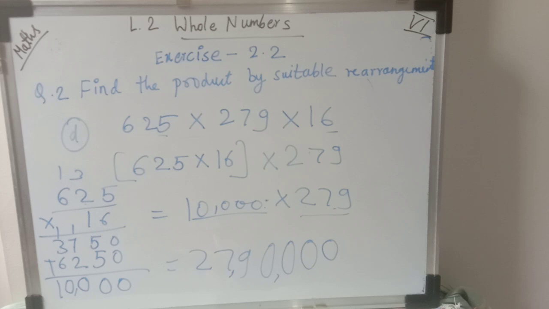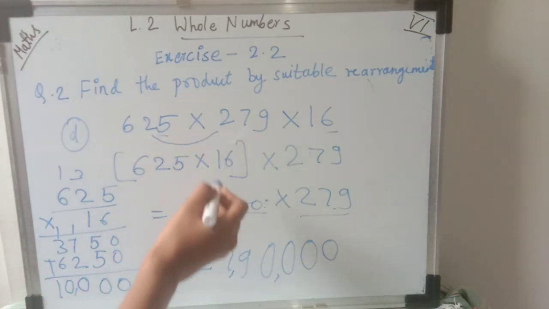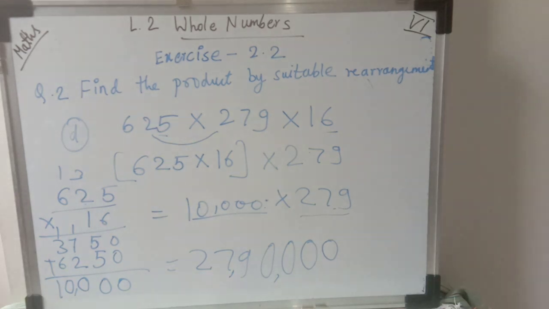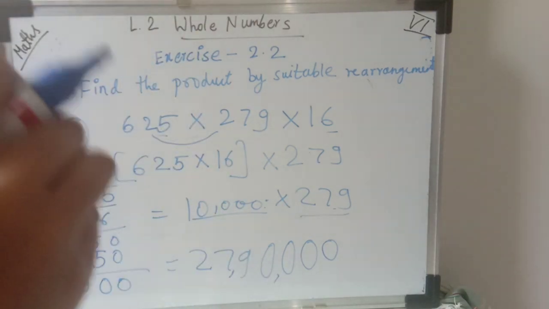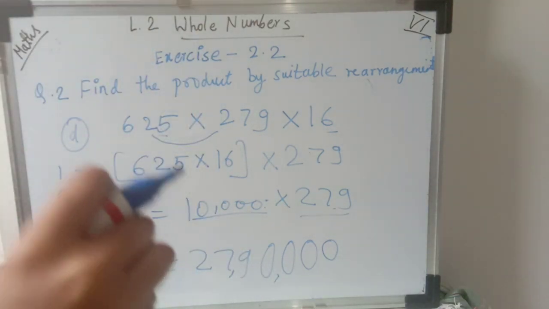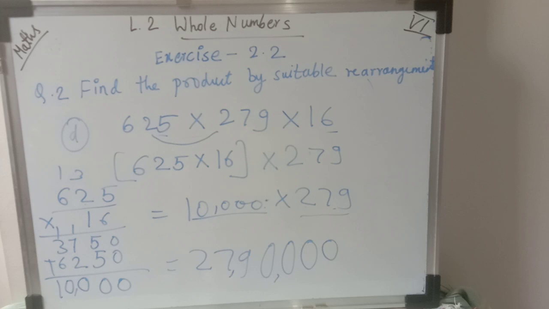27,90,000. See students, after getting 0, it is very easy to do the multiplication. If you multiply these two numbers first, it will be very difficult for you to do the multiplication. Maybe when you are doing the whole multiplication, your answer may come wrong. So to avoid those mistakes, it is better to see the last digit of the number to get the 0 on the last place. It is very important to solve the example.